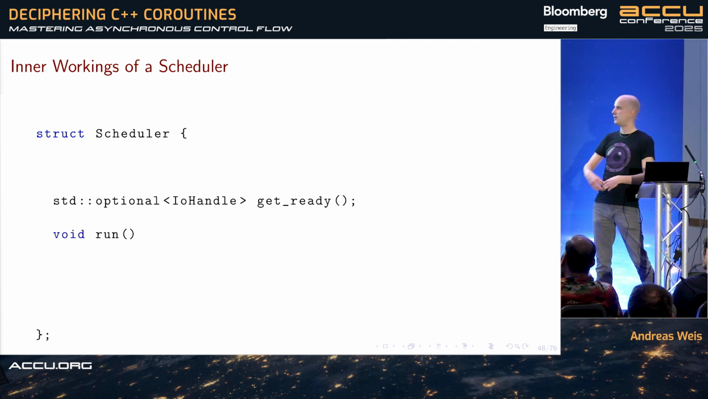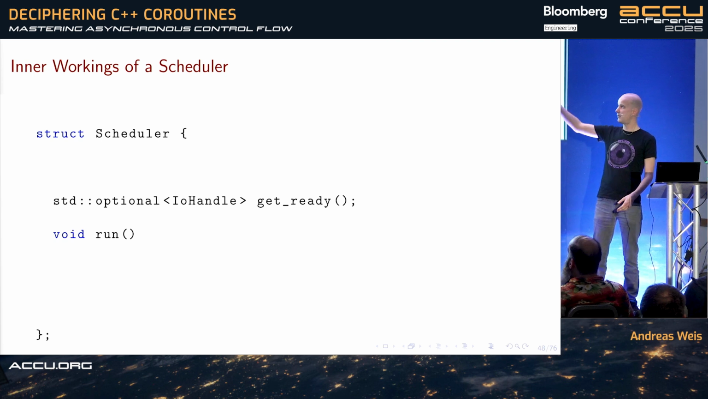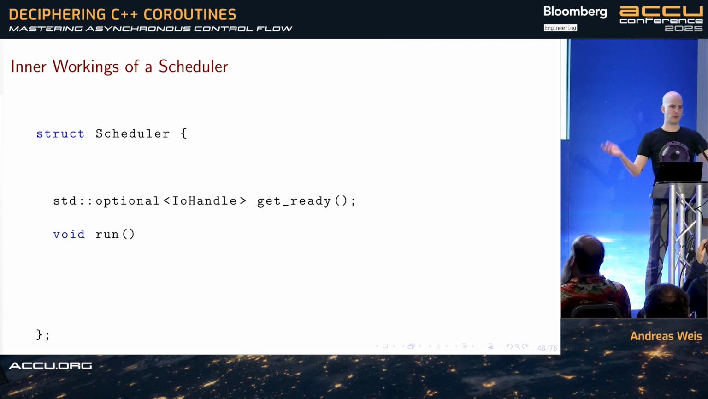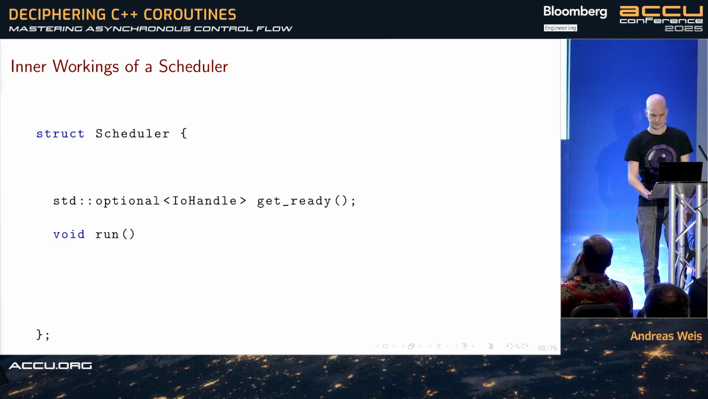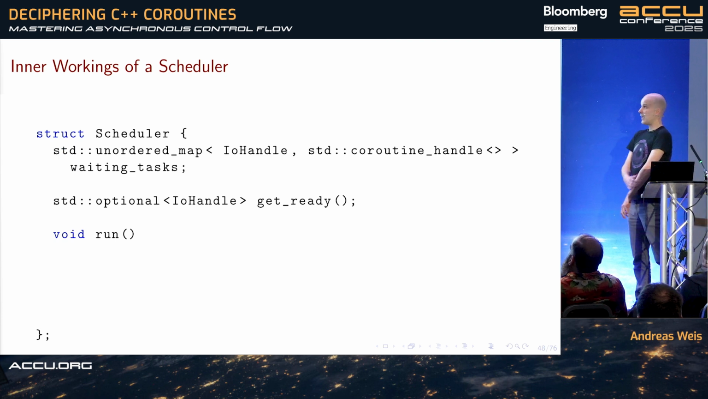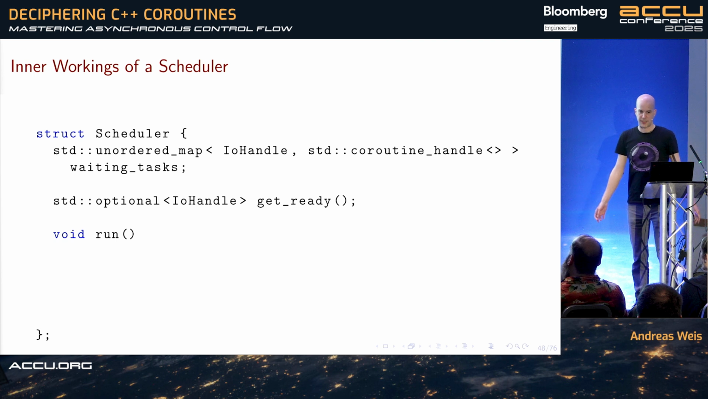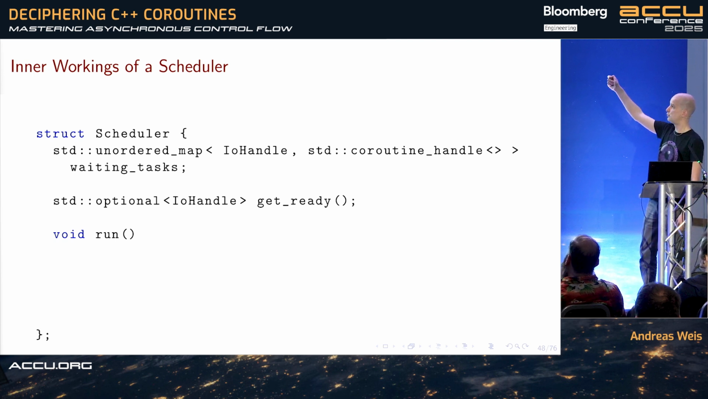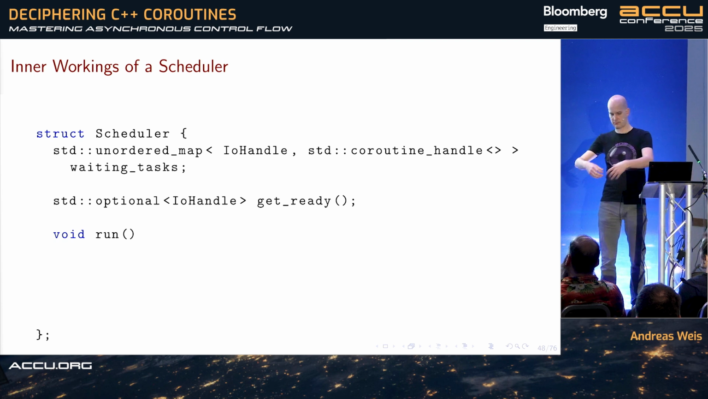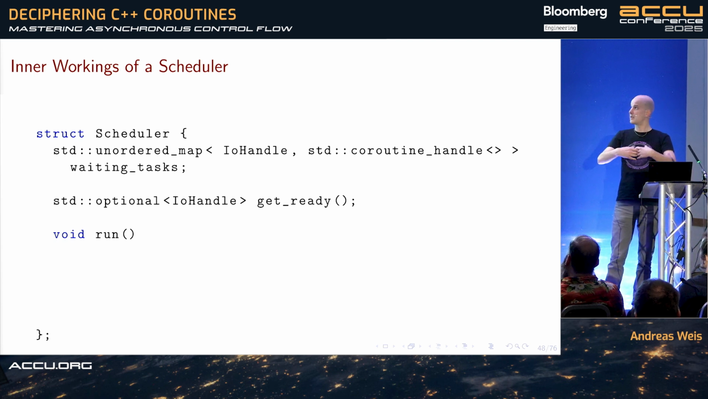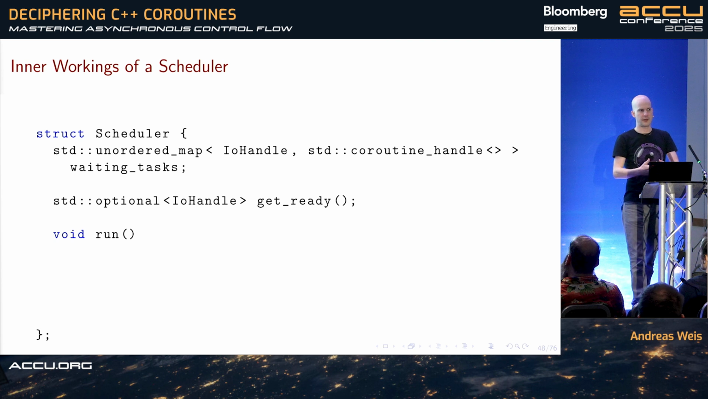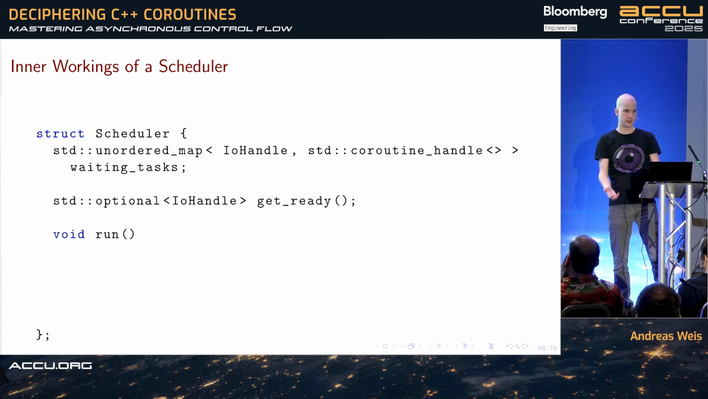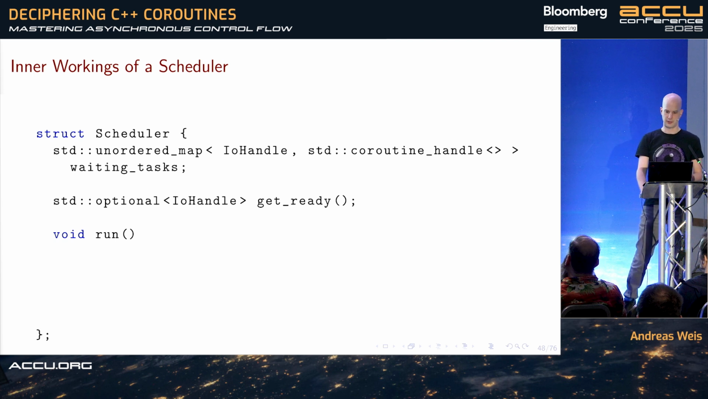Then I need a run function that just says, okay, if there is a handle that is ready, please execute whatever operation is associated with it. And then really what this scheduler maintains in terms of data is just a map from handles to coroutine handles, right? So that it can say, if some IO operation completed on this handle, then that's the coroutine that needs to be resumed because it was waiting for this IO.